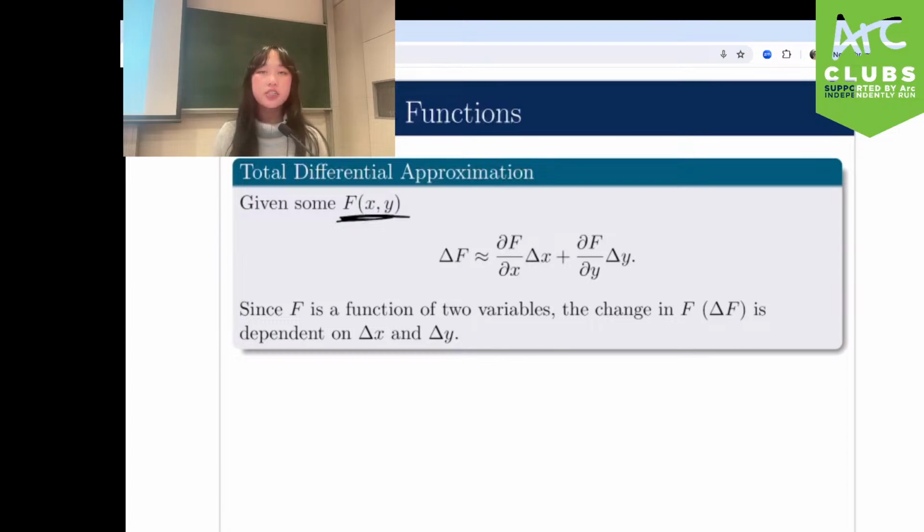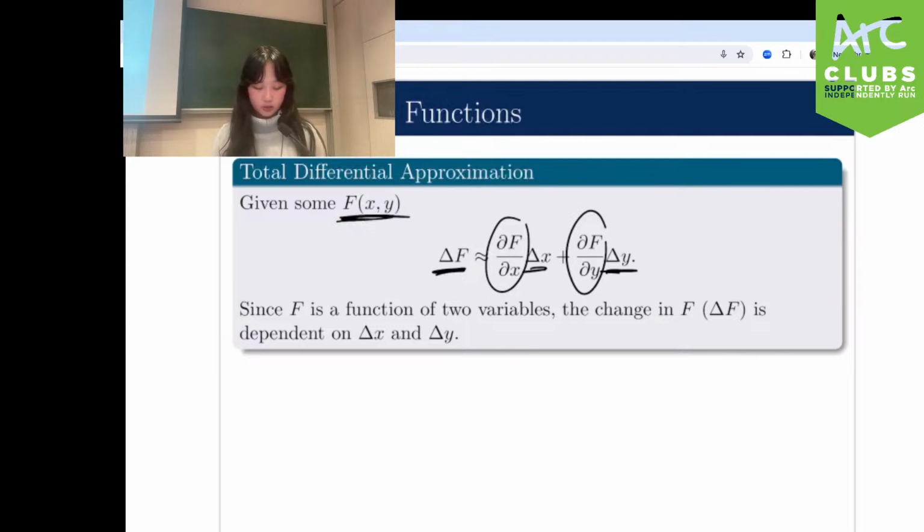So the deltas here just mean change in, so delta f would be the overall change in f, delta x would be the change in x, delta y would be the change in y. So the formula states that the change in f is roughly equal to the partial derivative with respect to x multiplied by the change in x plus the partial derivative with respect to y multiplied by the change in y.